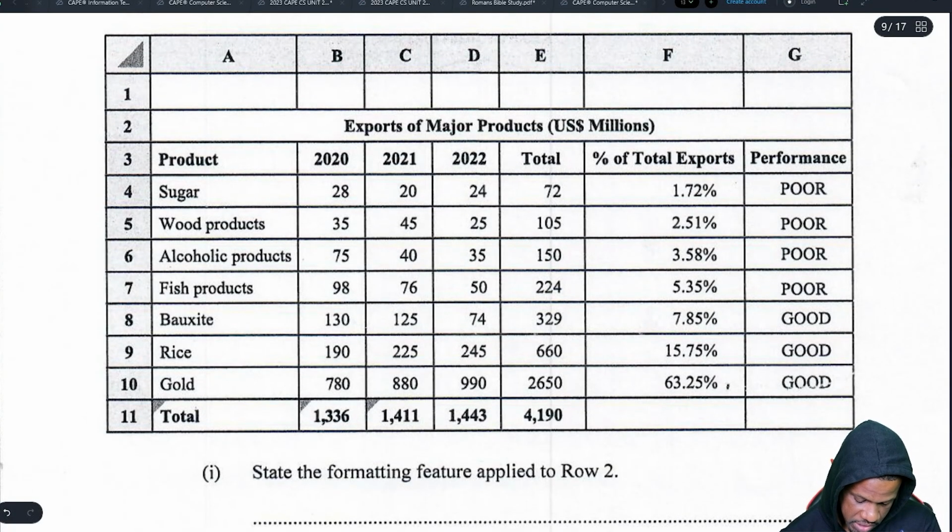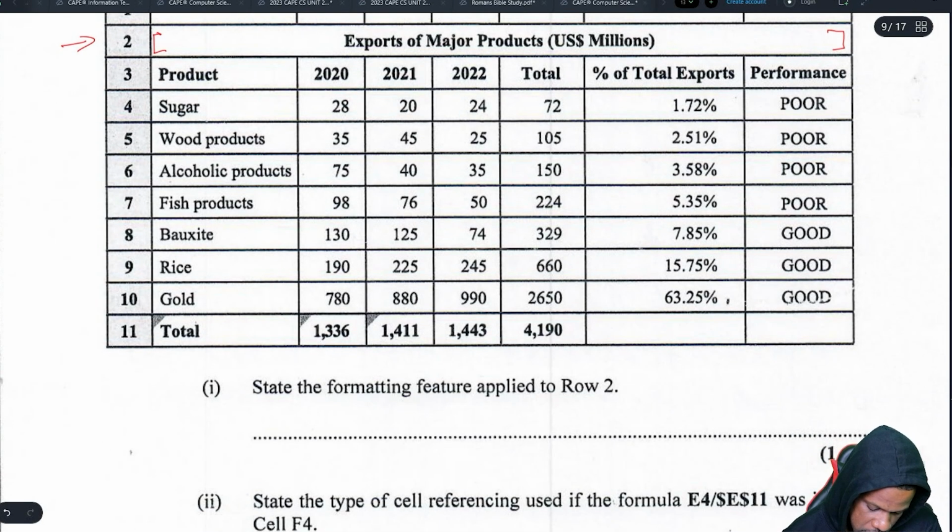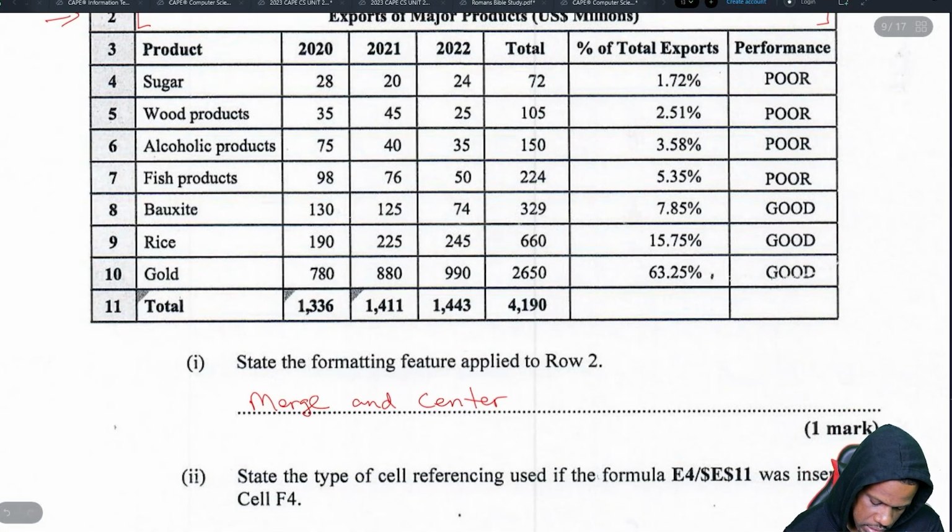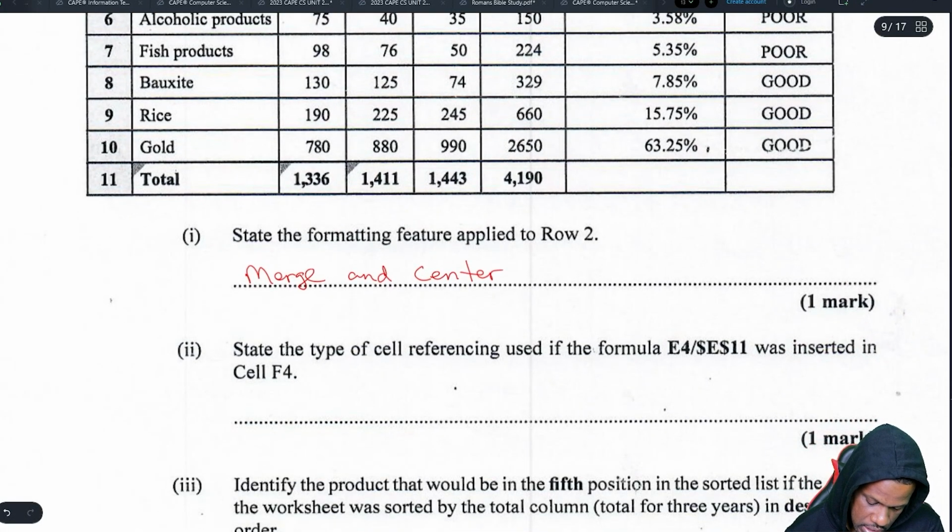The formatting feature applied to row 2. Row 2. So this text here is definitely one big cell, because you can see it starts here and goes all the way here. So this is called merge and center. Now, the type of cell referencing used in the formula E4 to E. All right, you see these little dollar signs here?